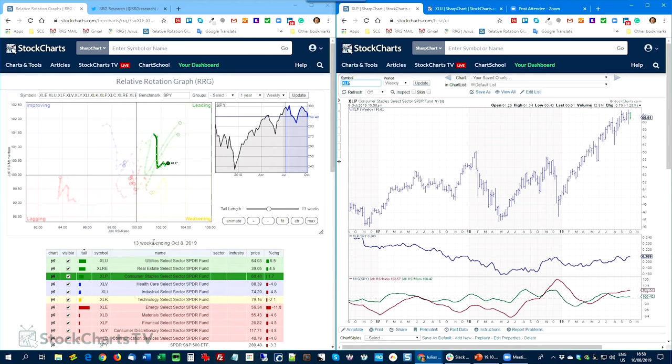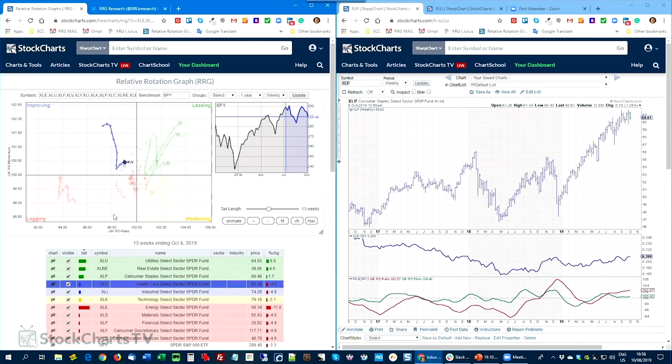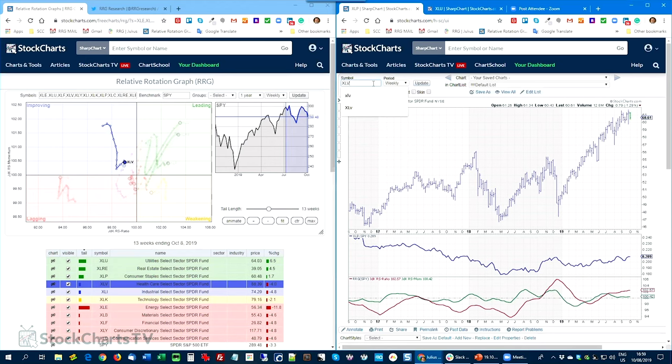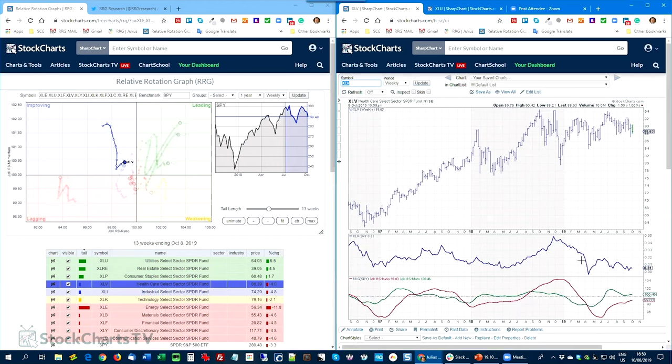And in our shopping list, in the shopping box, in the improving quadrant, I'm looking at healthcare, which actually rotated back down. It's moving down there. I'm not sure if that is going to make it. I'm not a very big fan of that price chart, so I'll be very careful.